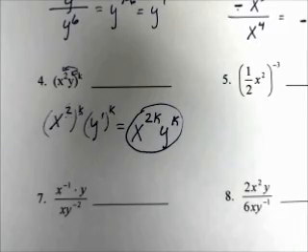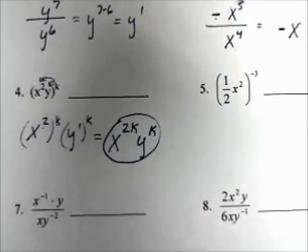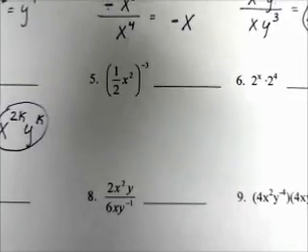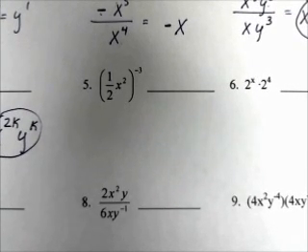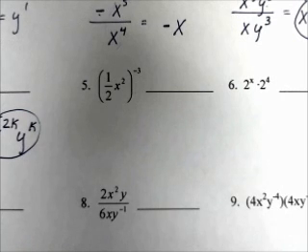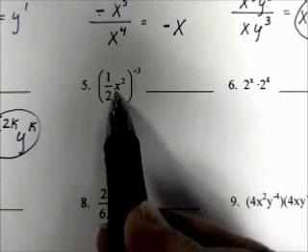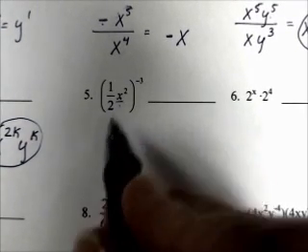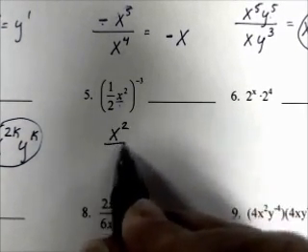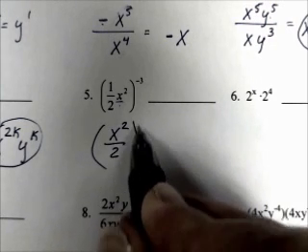Next, number 5. We have 1/2 x squared raised to negative 3. Well, this x squared, you can think of it as x squared over 1. So if we want, we can actually write this as the fraction x squared over 2 raised to the negative 3.